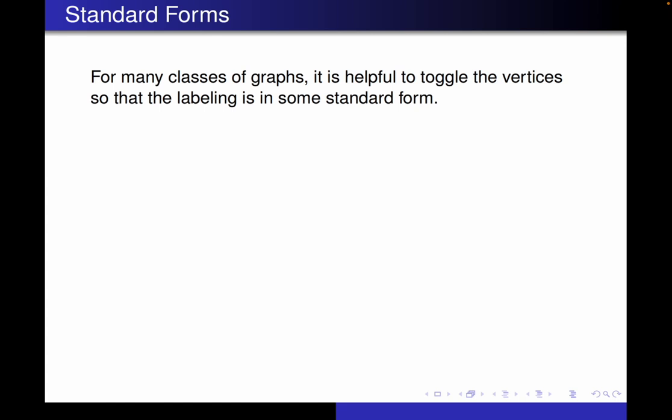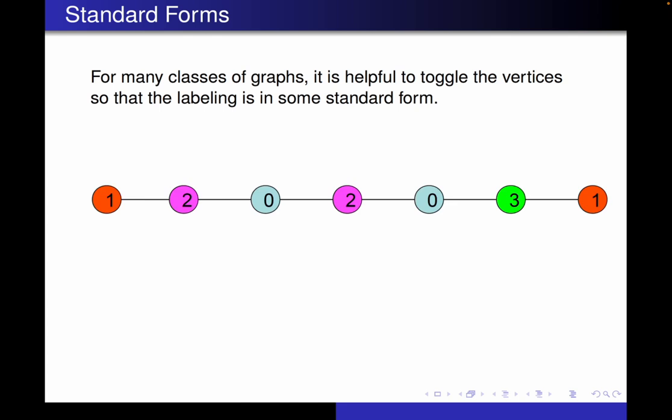Now, for many classes of graphs, it is very helpful to toggle the vertices so that the labeling is in some standard form, right? So if you look at this, it's just a regular old path graph. If you look at this path graph, that lighting is a mess, right? Some of them are off, some of them are on, and it's very difficult to tell what a nice strategy is going to be. So what we're going to do is not so much concentrate on trying to win the game right now. We're going to put the labeling so that it's in a more manageable form.